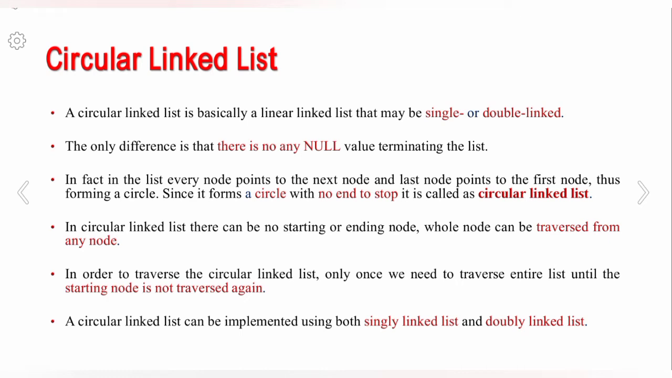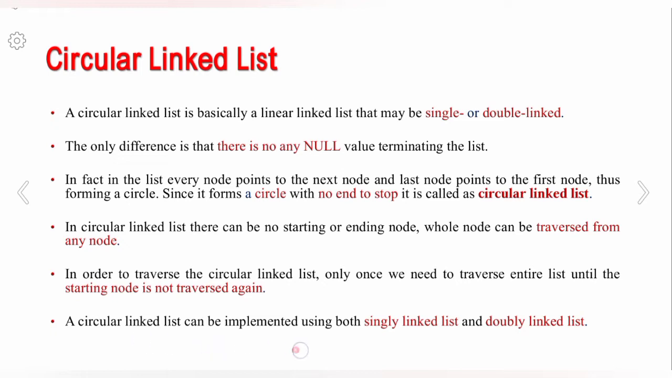In order to traverse the circular linked list only once, we need to traverse the entire list until the starting node is traversed again. Similar to the singly linked list, where we can traverse every node only one time, here in the circular linked list we can traverse the entire list only once until we reach the header point from the tail. Up to that time we can visit every node in the list only once.